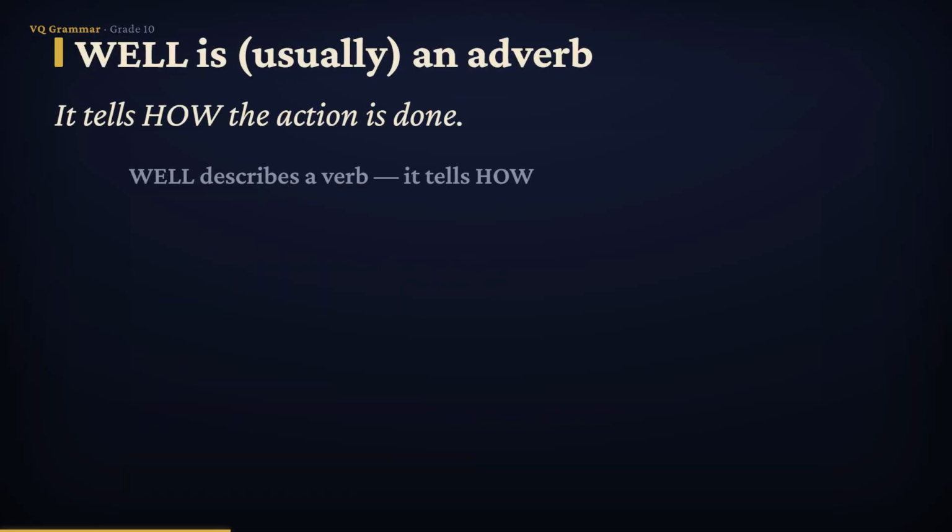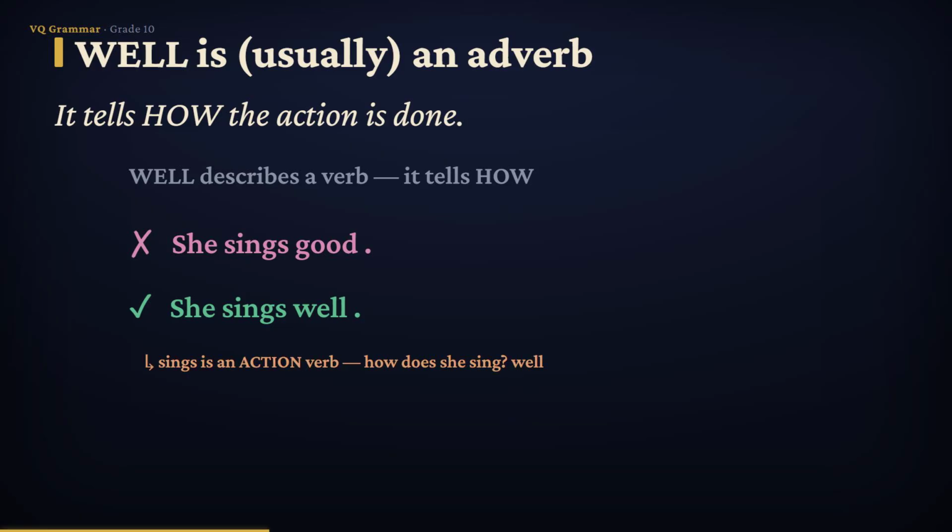Now for well, and here is where people slip. Listen to this sentence. She sings good. That is wrong, and you can hear that it is wrong. Sings is an action verb. She is actually doing something. So to describe that action, we need an adverb. And the adverb is well. She sings well. How does she sing? Well. That is an adverb of manner, and manner just means how.